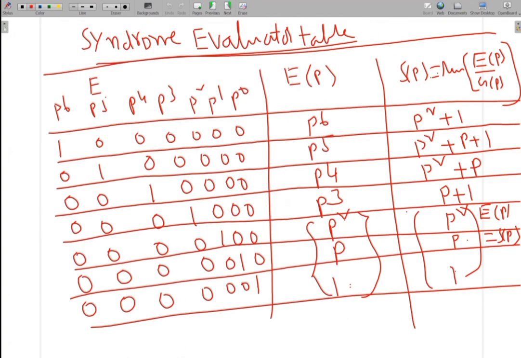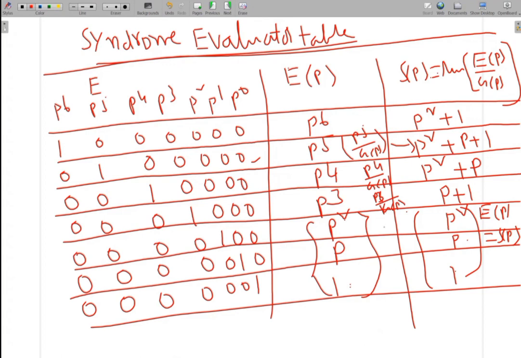Here P power 6 is already determined as P square plus 1. How will we get S of P? Second row, that means P power 5 by G of P. We will get remainder P square plus P plus 1. Next, P power 4 by G of P, remainder is P square plus P. Next P cube by G of P, P plus 1.